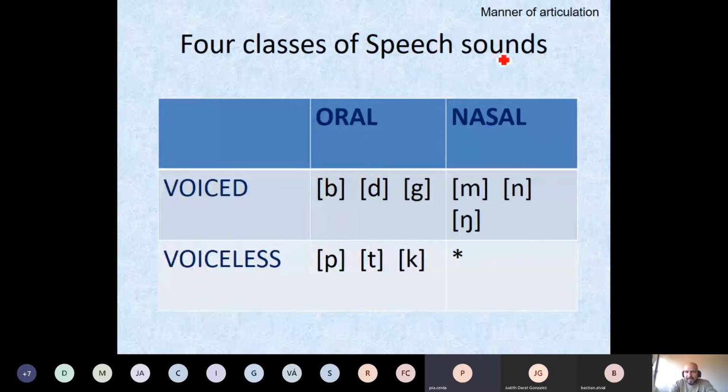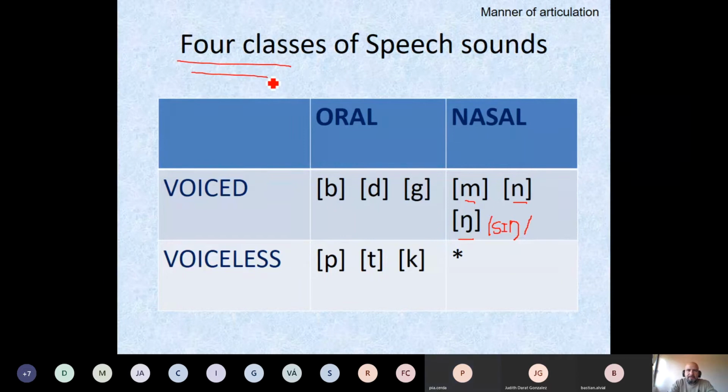Examples of nasal sounds. We have m as in mother, n as in no, and ng as in sing, the final sound of sing. So, for example, when you transcribe the word sing, that is the final sound, and this is the symbol representing that particular sound.